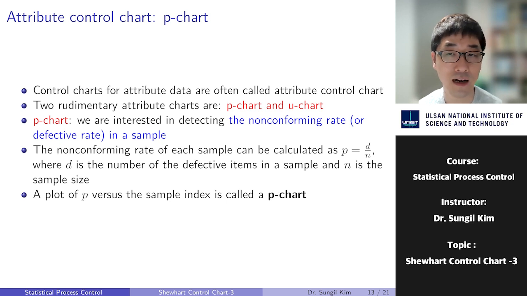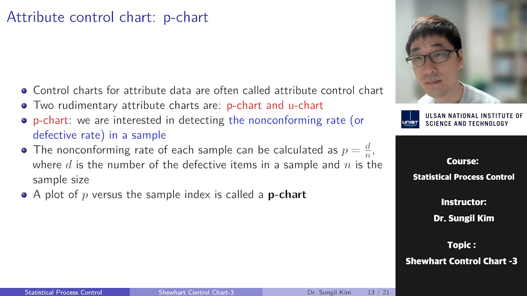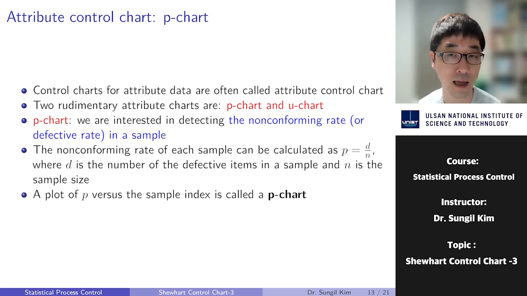Control charts for attribute data are often called attribute control charts. Two rudimentary attribute charts are the P chart and the U chart. The P chart is for detecting the non-conforming rate or defective rate in a sample. The non-conforming rate of each sample can be calculated as P, which is D divided by N, where D is the number of defective items in a sample and N is the sample size. A plot of P versus the sample index is called the P chart.